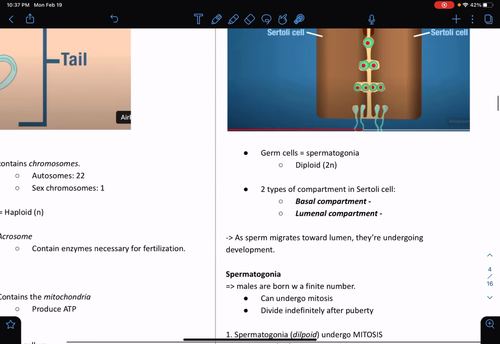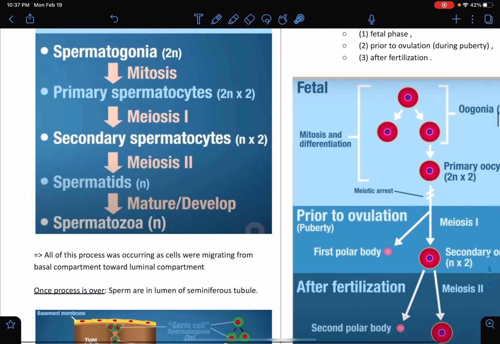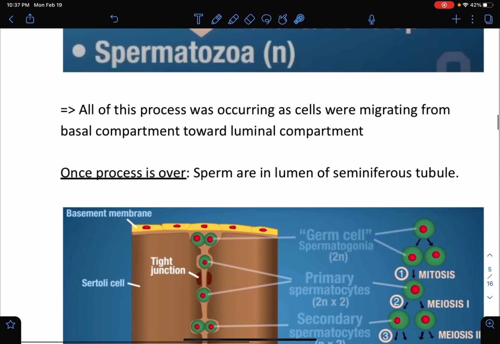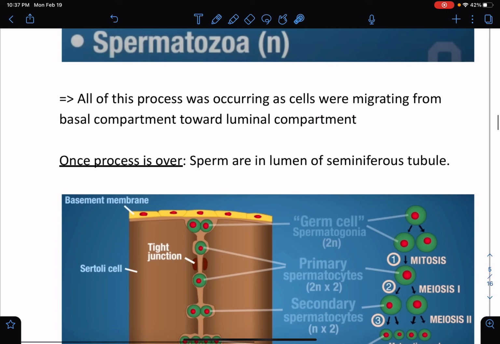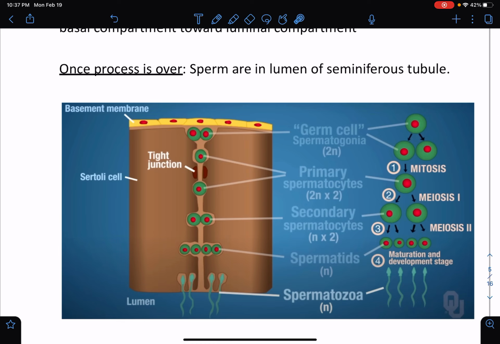Remember what I said earlier? In the Sertoli cell, there are two types of compartments. So there is a transfer from the basal to the luminal. Now, once the process is over, sperm are located in the lumen of the seminiferous tubule. So again, the germ cell is spermatogonia.